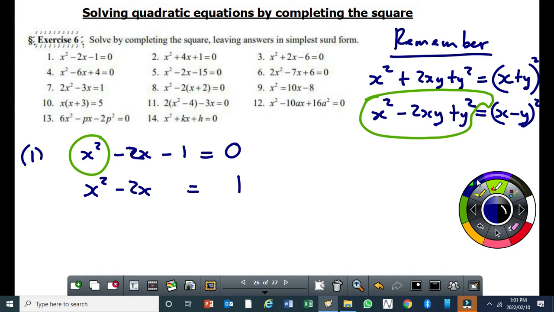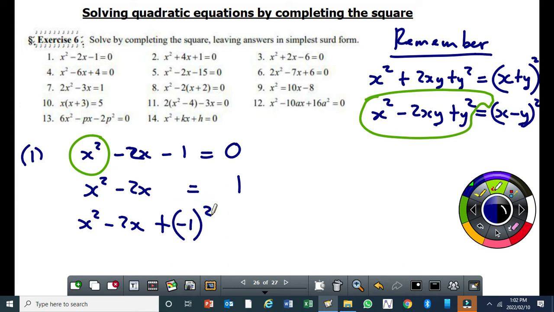That term has been found to be half of the coefficient of x. So you have to determine half of the coefficient of x, and then you square that half of the coefficient of x. You add it on both sides. So here, what is half of minus 2? It's minus 1. So you say x squared minus 2x plus minus 1 squared.